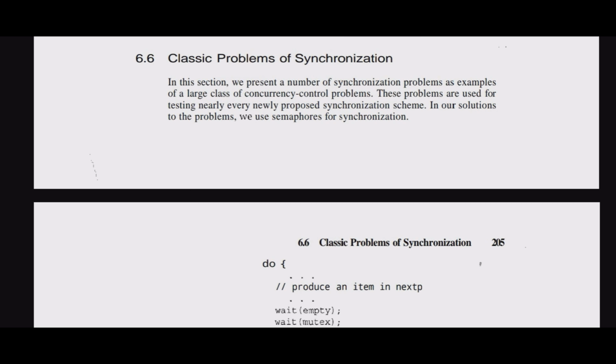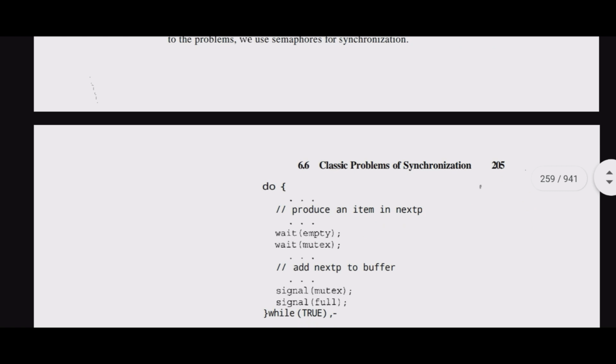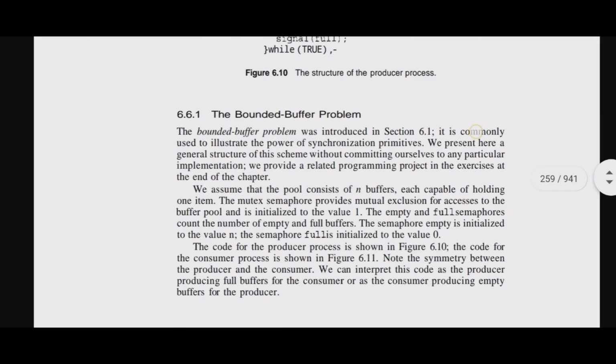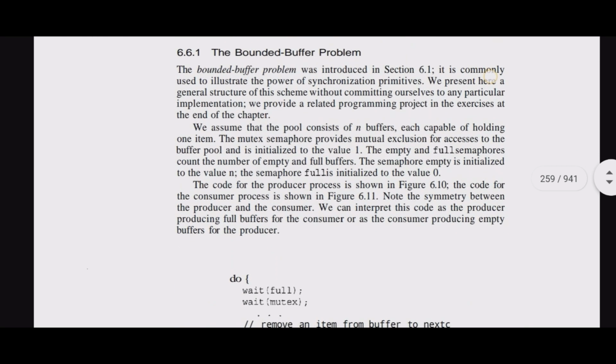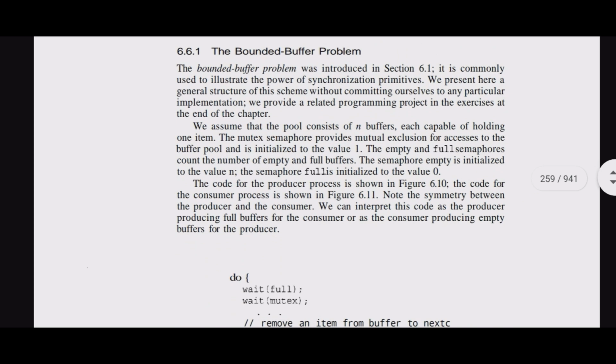Classic problems of synchronization. In this section, we present a number of synchronization problems as examples of a large class of concurrency control problems. These problems are used for testing nearly every newly proposed synchronization scheme. In our solutions to the problems, we use semaphores for synchronization.